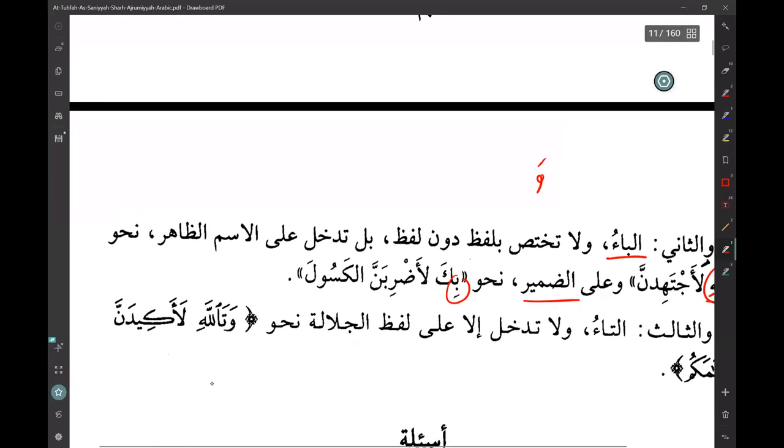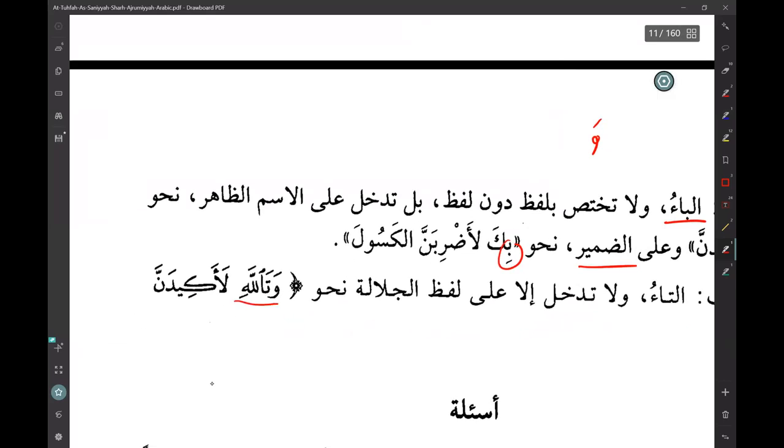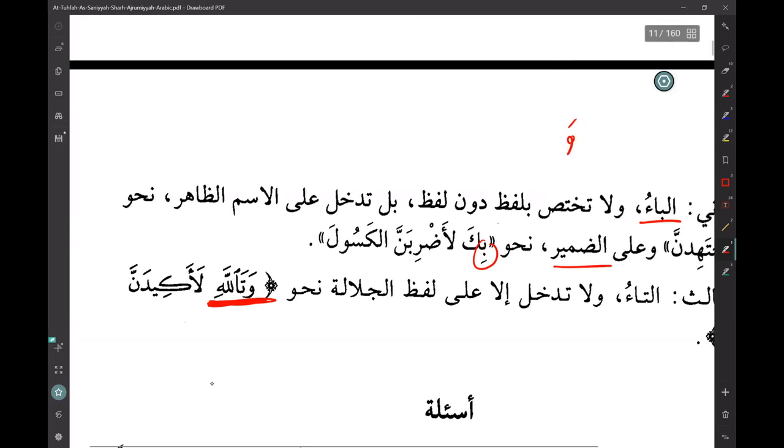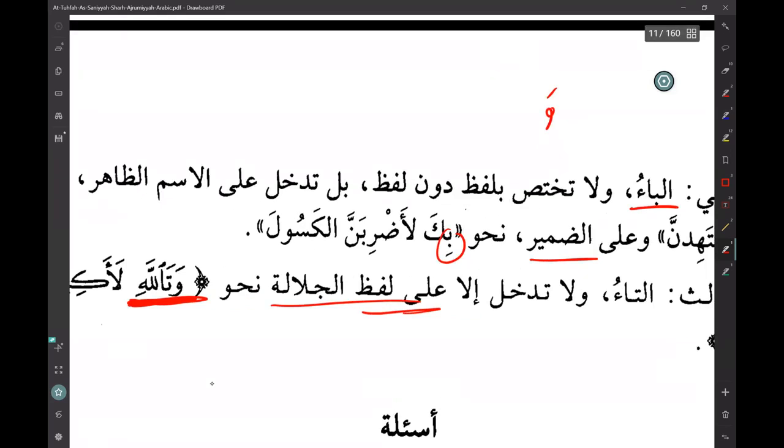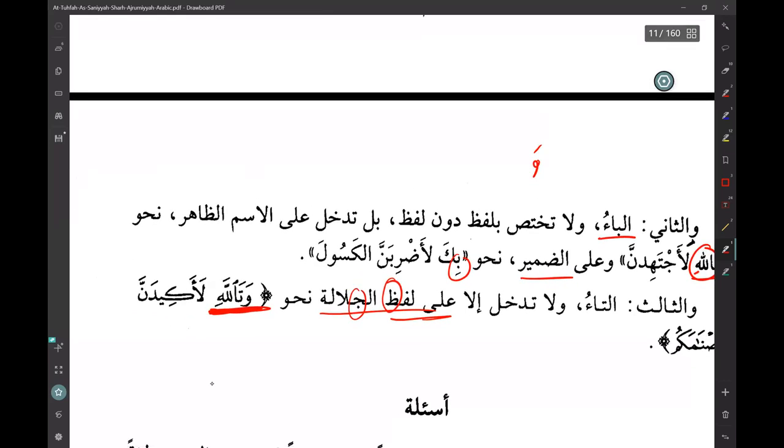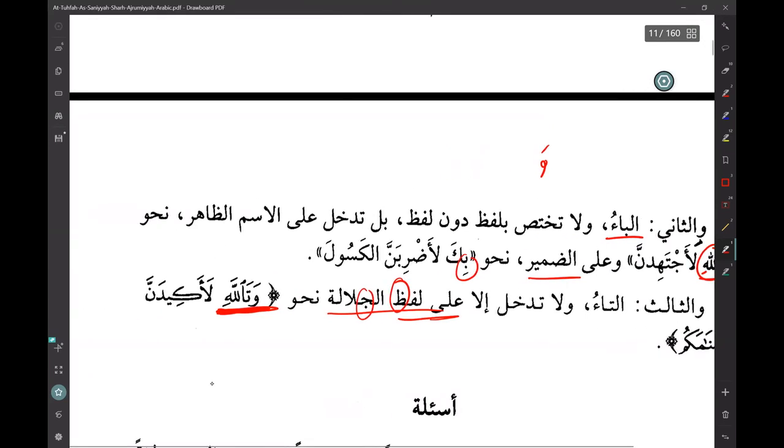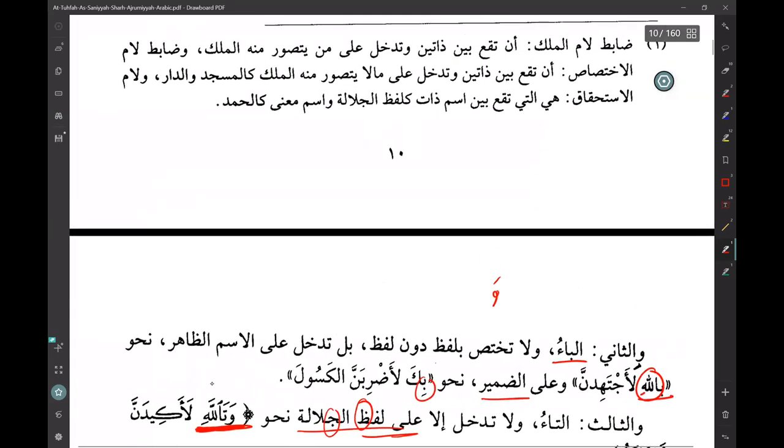And what is the ta? Ta is very easy. Ta never comes on anything other than the word Allah or His attributes. It doesn't enter except on the name Allah, because this dha and this ja together is hard to pronounce. You understand? So now quickly, wow only on noun.